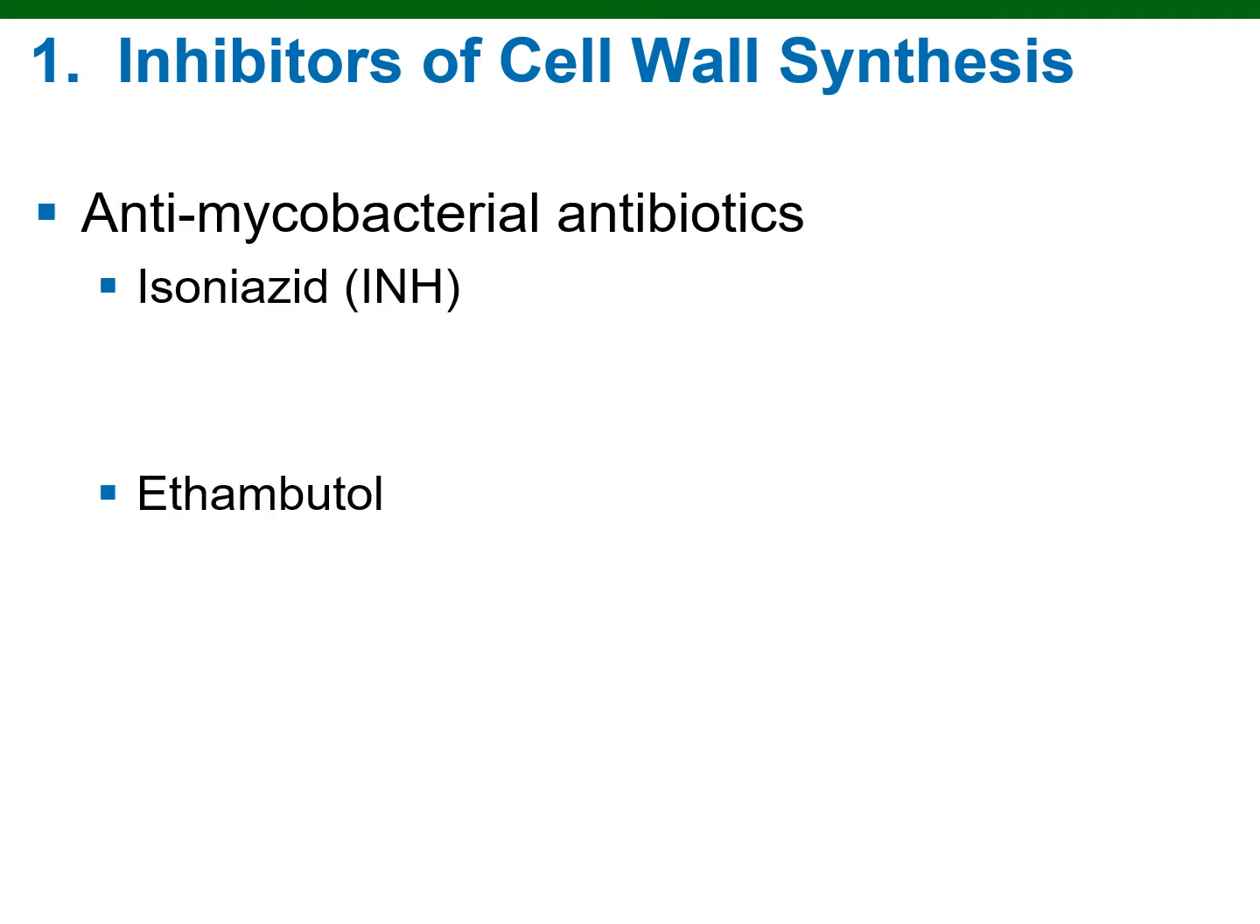Other cell wall synthesis inhibitors include the drugs to treat TB and leprosy. These are antimycobacterial antibiotics, and isoniazid is considered the first line most important of those. It's a go-to drug for treating TB pretty much always, and this is because isoniazid inhibits mycolic acid synthesis. And if Mycobacterium does not have the ability to make its mycolic acid, then its cell wall structures will be inhibited during their formation.